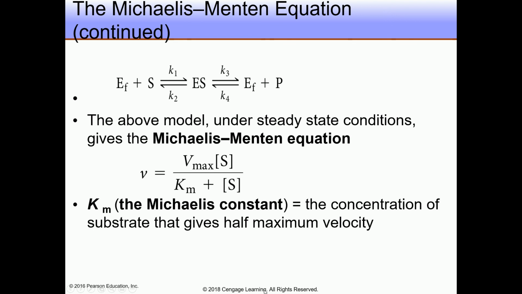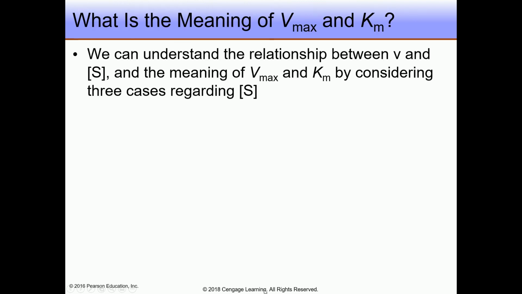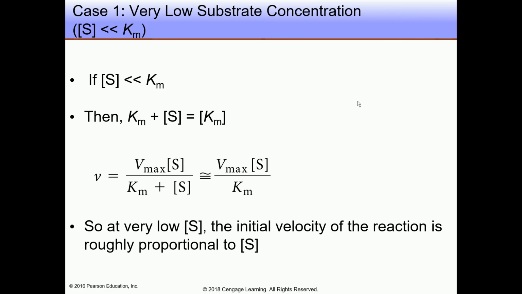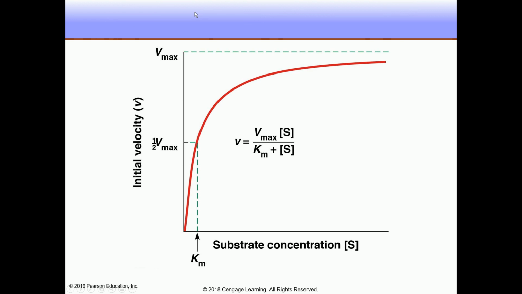So we are going to understand the meaning of these two parameters, which are very, very important, Vmax and Km, because they give us a lot of knowledge about the state of the enzymatic reaction. So we are going to consider three cases. Suppose the first case is when the concentration of the substrate is very low. So which means we are talking about this place on the graph, when the substrate concentration is very low.